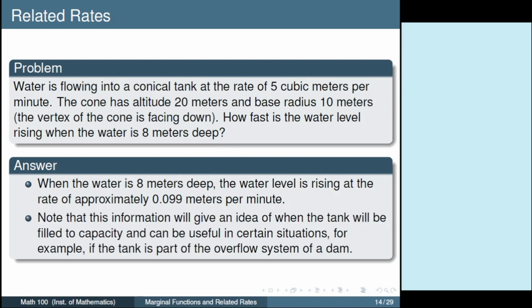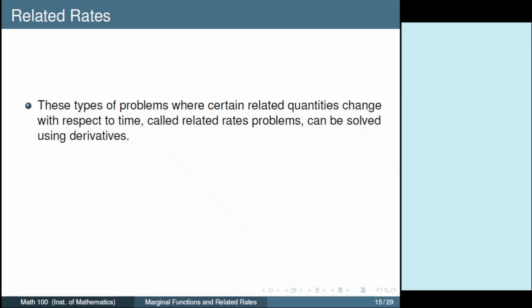So, yung information natin dito, this will give us an idea of when the tank will be filled to capacity. And this will be useful, especially, for example, in this case, the tank is part of the overflow system of a dam. Okay? So, ito yung isang significance ng related rates. Okay? Yung mga gantong types ng problems, meron tayong related quantities that change with respect to time. Okay? And we can solve this using derivatives.